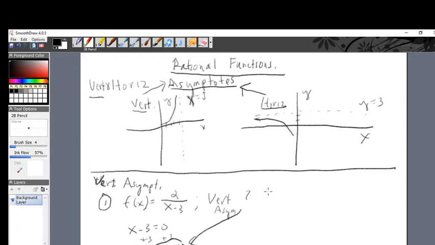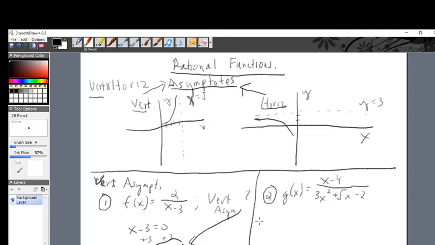Okay, well, what about problem number 2? A little bit more complicated. What if we have, let's change the letter, g of x is equal to x minus 4 over 3x squared plus 5x minus 2.